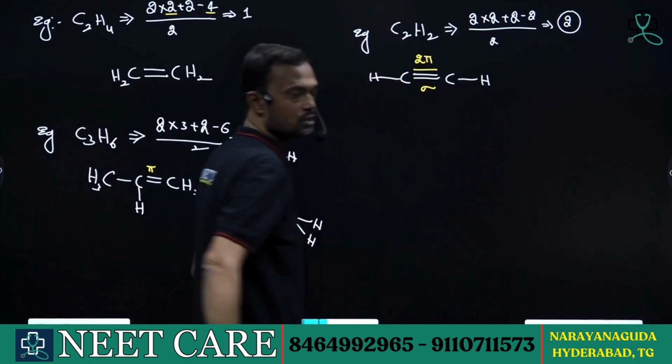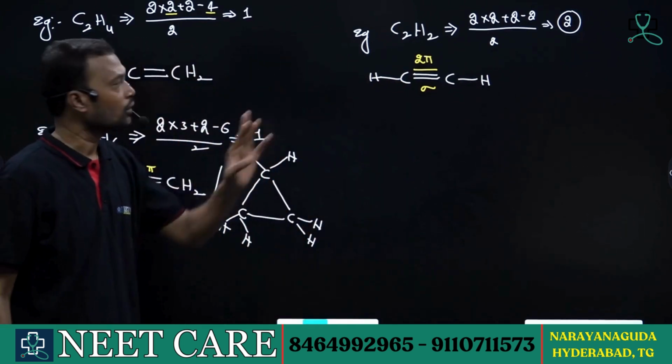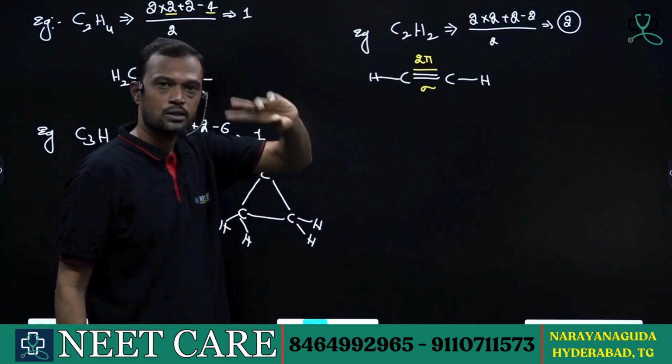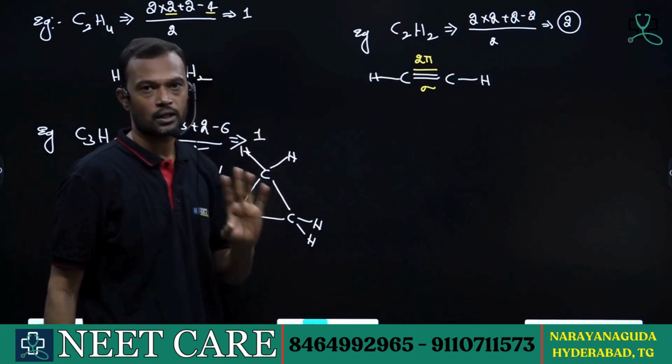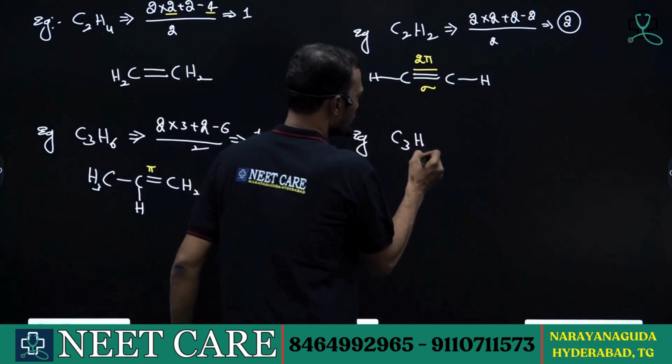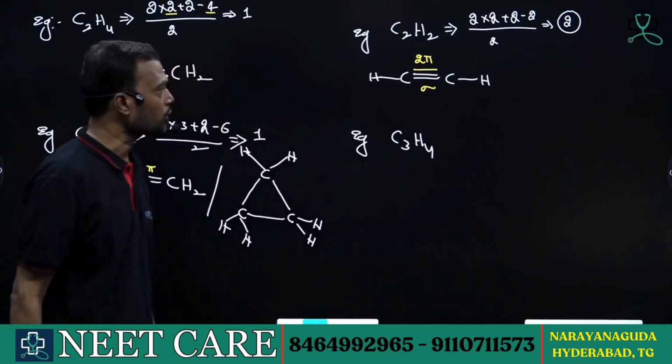See, formula is matching. This is the structure. Only one possible structure. We can't create other than this. Because within 2 carbons, it is impossible to create rings. Minimum 3 carbons are required. Okay? Then see, this is C3H4. One more example I would like to give.